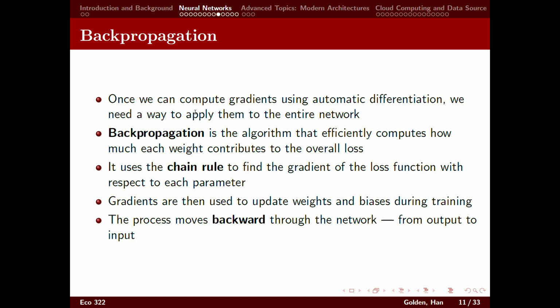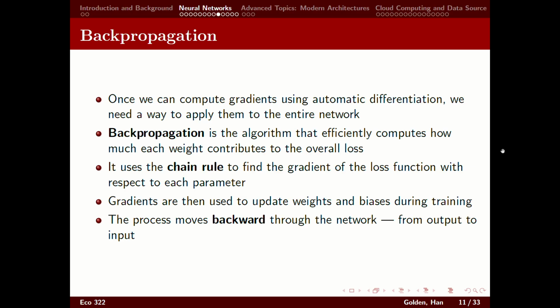Once we compute gradients using automatic differentiation, we need a way to apply them to the entire network. Backpropagation is the algorithm that efficiently computes how much each weight contributes to the overall loss. Backpropagation is very special because it uses the chain rule to find the gradients of the loss function with respect to each parameter. It moves backwards from the very end to the start, and it saves later gradient calculations to be used in earlier gradient calculations.